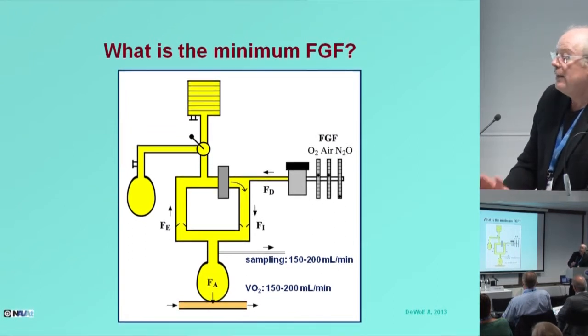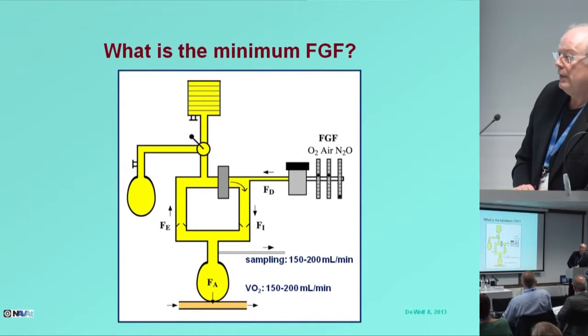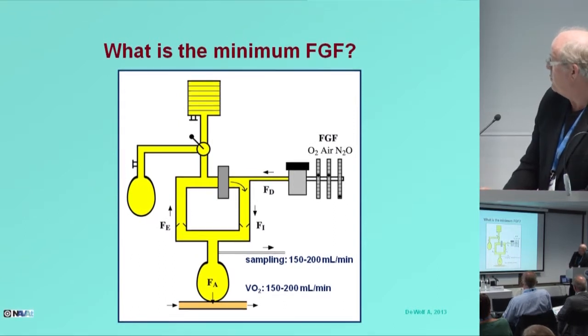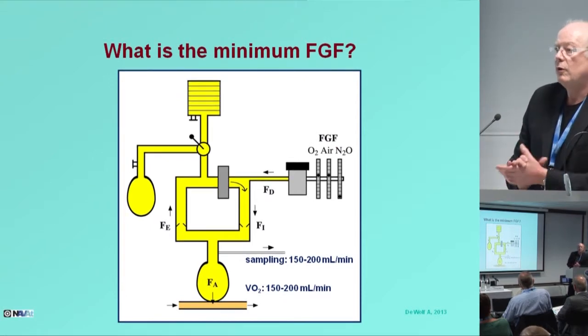Now, if that's your basic configuration of your anesthesia machine, your minimum fresh gas flow is going to be about 400 mLs per minute if you include some of the leaks in your system, which should be less than 50 mLs per minute. If you have a system where the sampled gases are redirected into your system, then your minimum fresh gas flow is going to be about 150 to 200 mLs per minute. You can't go lower than that. That's the bottom.